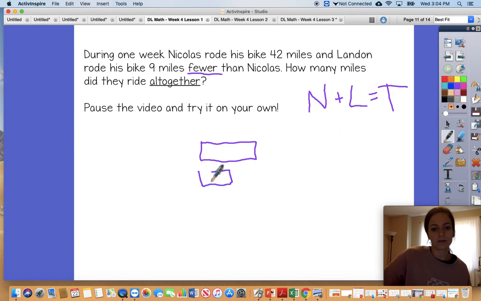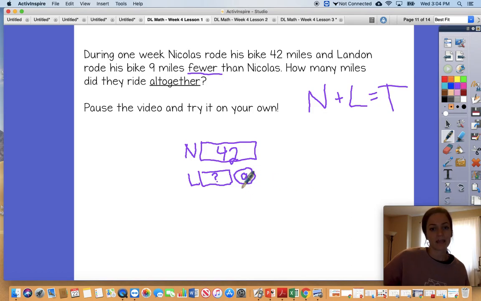Here are my comparison bars. Okay, I need to figure out first who did most. Nicholas rode his bike 42 miles, and Landon rode his bike 9 miles fewer than Nicholas. So I know that Landon did less because he did fewer, and Nicholas did more. Okay, now I'm going to fill in what I know. Nicholas did 42 miles. I don't know how many Landon did, and the difference between the two is 9 miles.